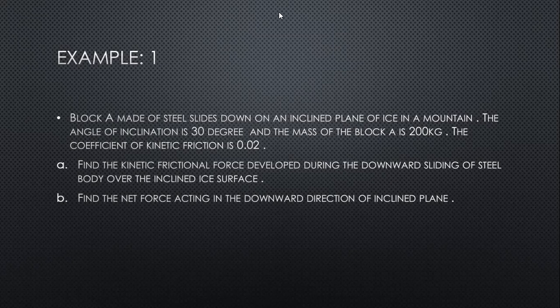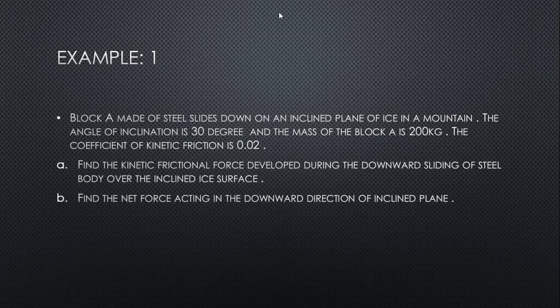Determine the kinetic frictional force developed during the downward sliding of the steel body over the inclined ice surface. So we want to examine the kinetic frictional force of block A due to downward sliding over the inclined ice surface. Find the net force in the downward direction of the inclined plane. The block slides in the downward direction of the inclined plane. What is the net force acting on the body? So these are the two objectives we want to find out.